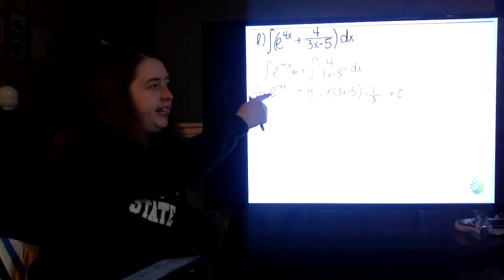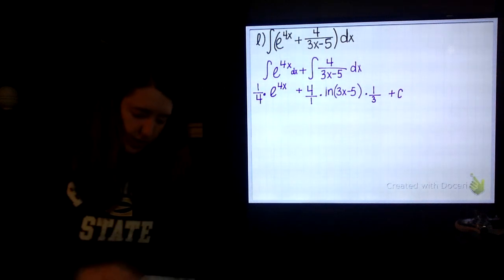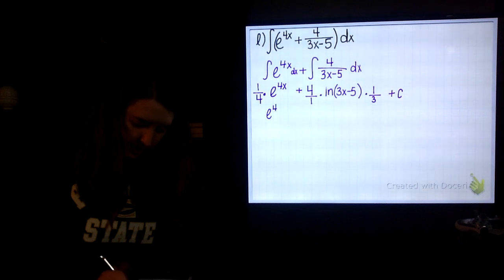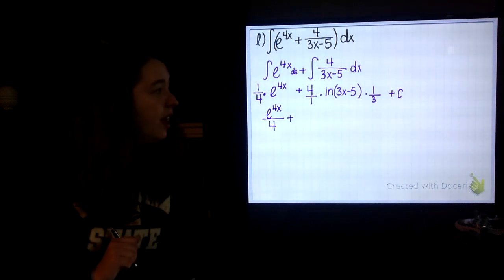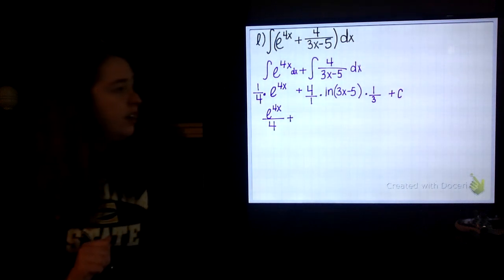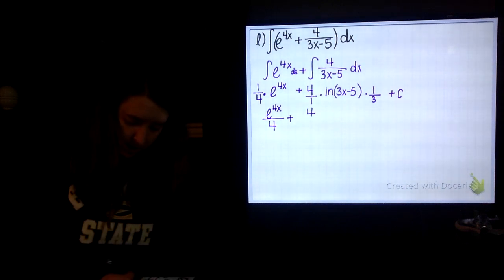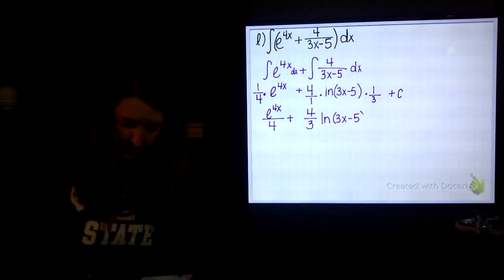We'll want to clean it up a little bit, or at least I do. I'm going to rewrite e to the 4x times 1/4 as e to the 4x over 4 plus, and then right here 4 over 1, and then times 1/3 gives me 4/3 natural log of 3x minus 5 plus c.